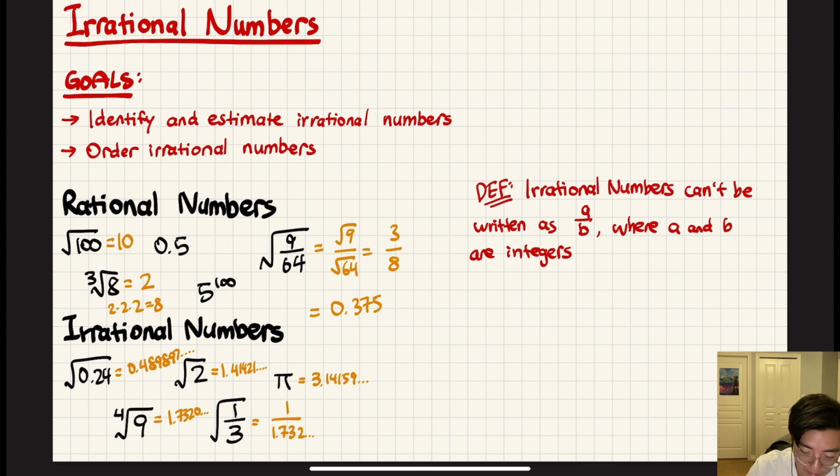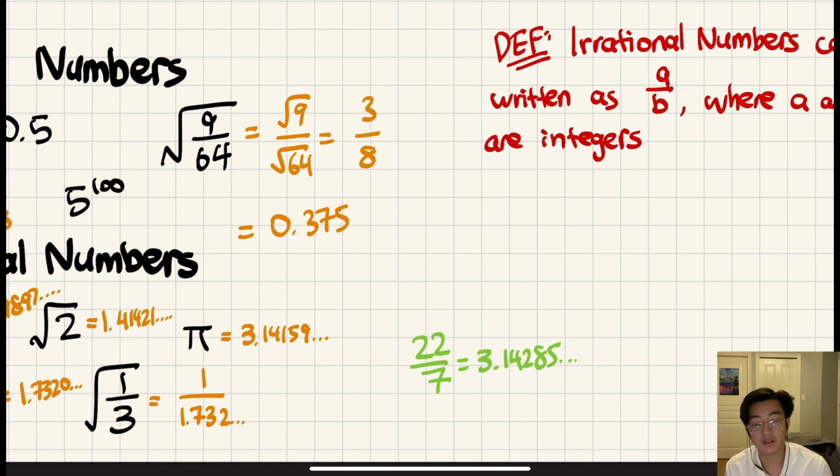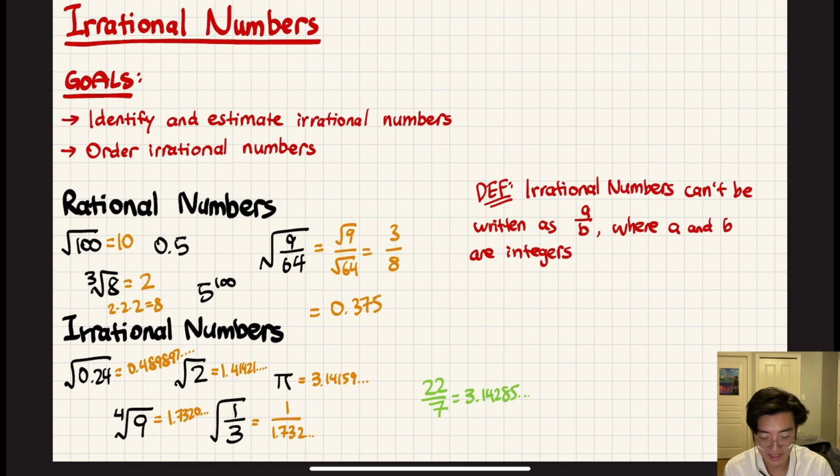Take pi, for example. Pi is actually kind of interesting. If we take the fraction 22 over 7, 22 over 7 gets us 3.14285, and so on. It also keeps going. But at the end of the day, as big as this decimal is, it can be written as a fraction. Even though some have a really disgusting long decimal, at least it ends at one point, or at least it repeats in a predictable manner.